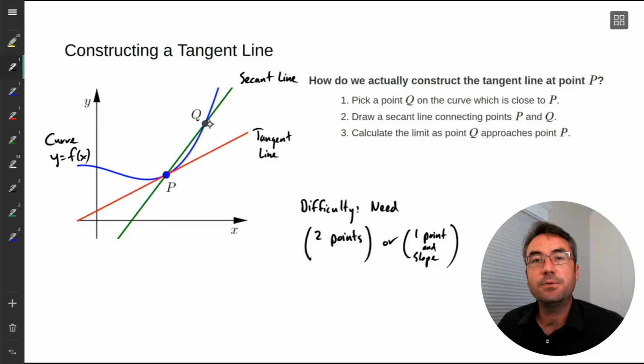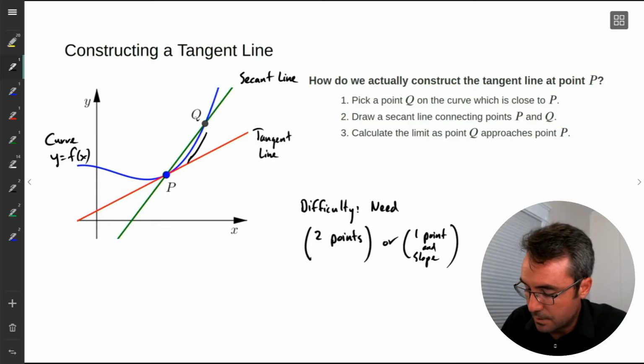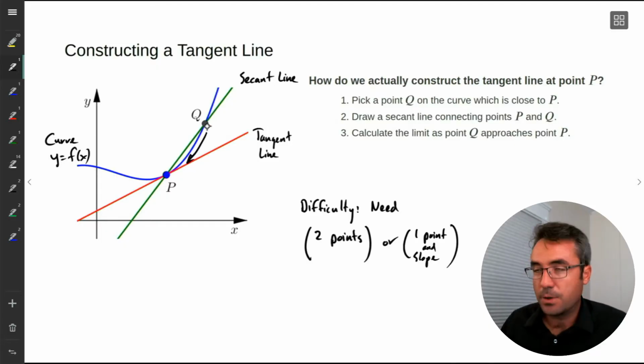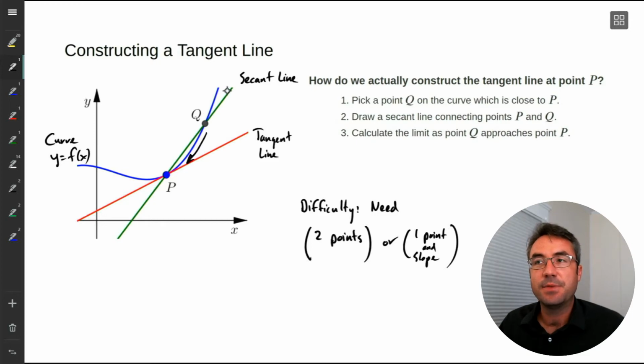But what we can do then is we can move this second point around. We can move this point Q around. And the idea is we're going to take this point, we're going to move it along the curve. We're going to let it get closer and closer to point P. And so as this point Q moves closer and closer, what's going to happen is this secant line is going to look more and more like what we want our tangent line to be. So we're going to let point Q move closer and closer to point P.